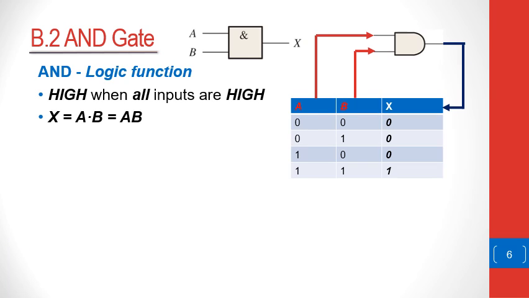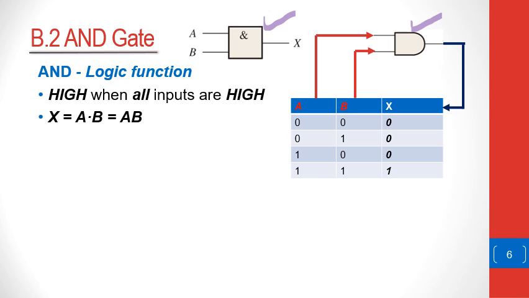So the next logic gate to study is the AND gate. The AND gate has this IEEE symbol, which is a box and an ampersand symbol, or it has the symbol shown, which is a convex front and a straight at the back.